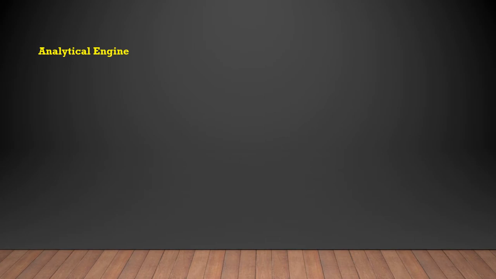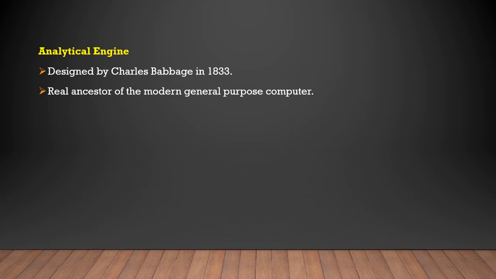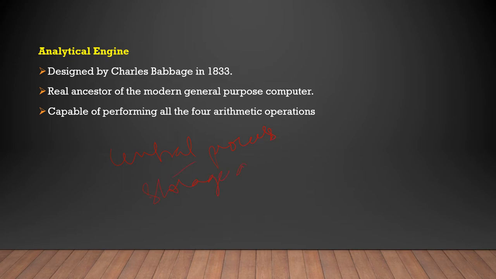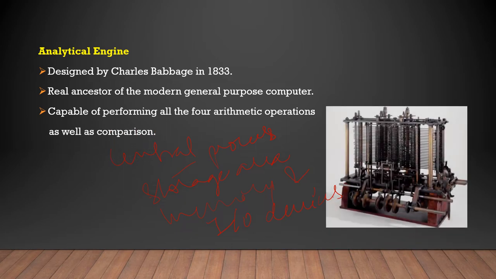Next is the analytical engine. In 1833, Charles Babbage designed a machine, the analytical engine, which was to become a real ancestor of the modern general purpose computer. The analytical engine was capable of performing all four arithmetic operations as well as comparison. He included the concept of a central processor, then a storage area, memory and input output devices in his design. So that's the figure of the analytical engine.